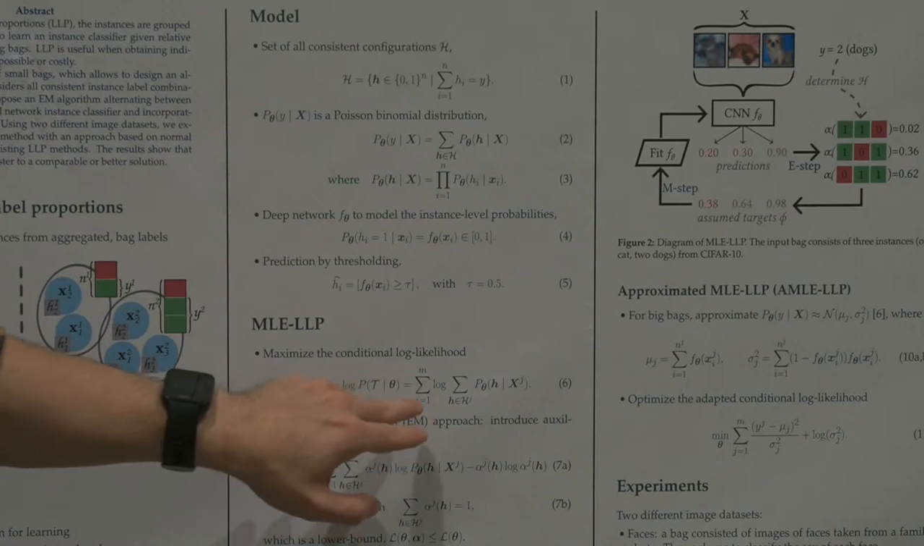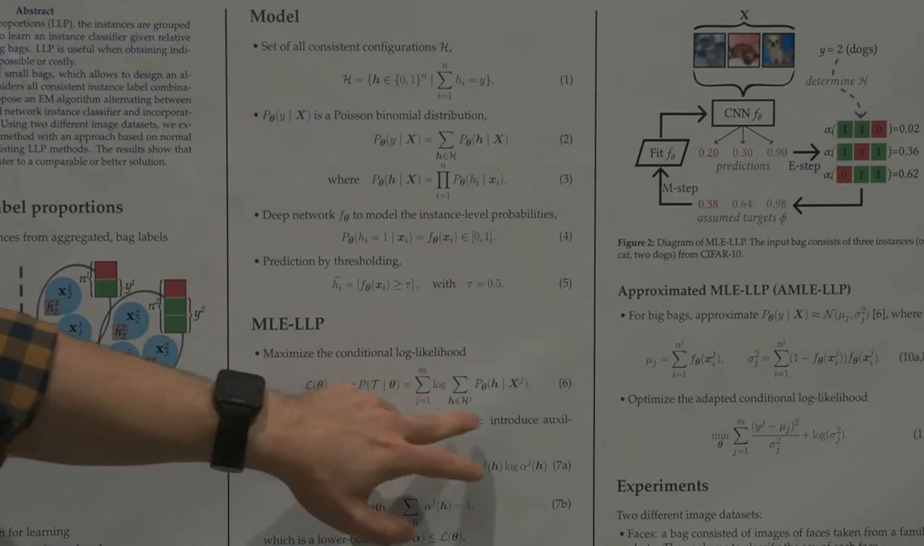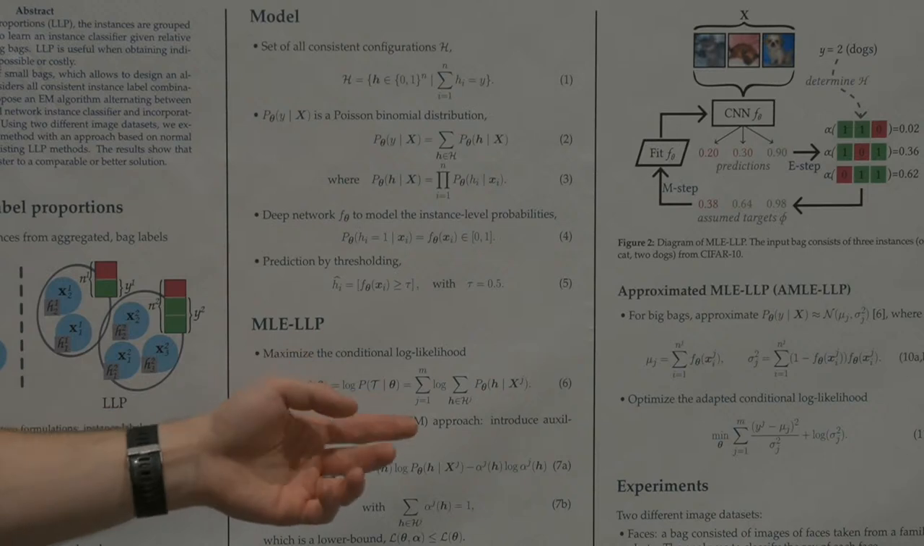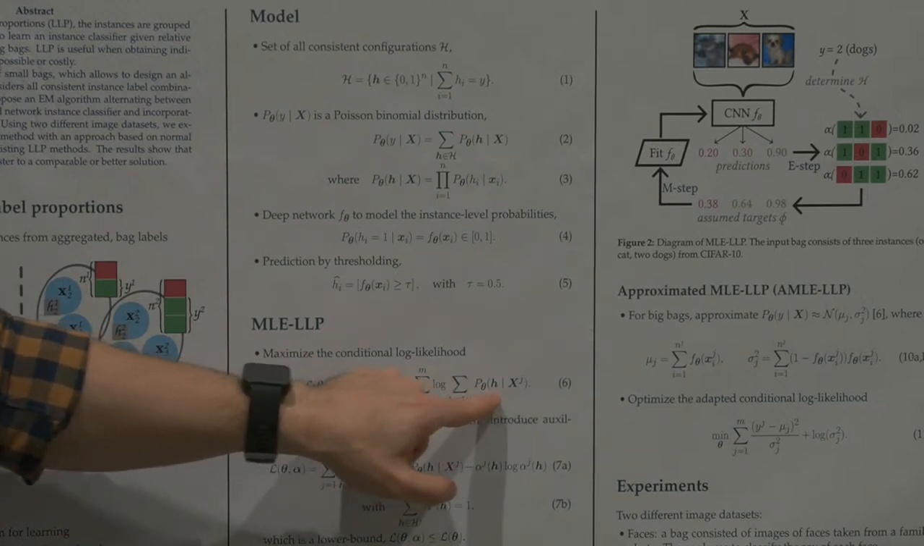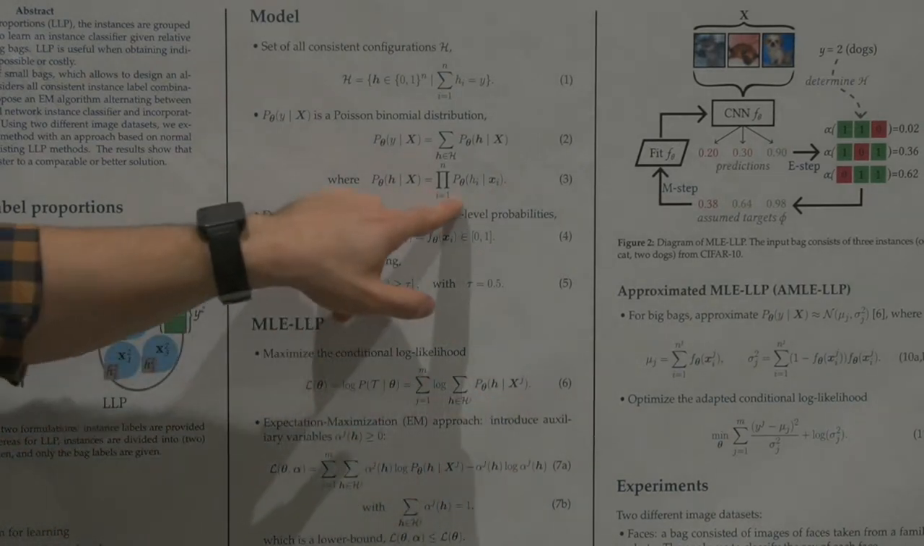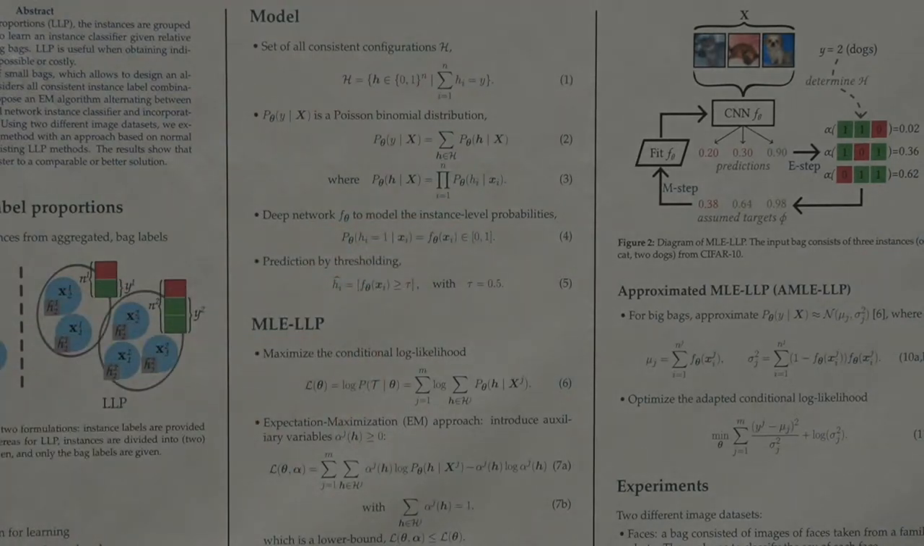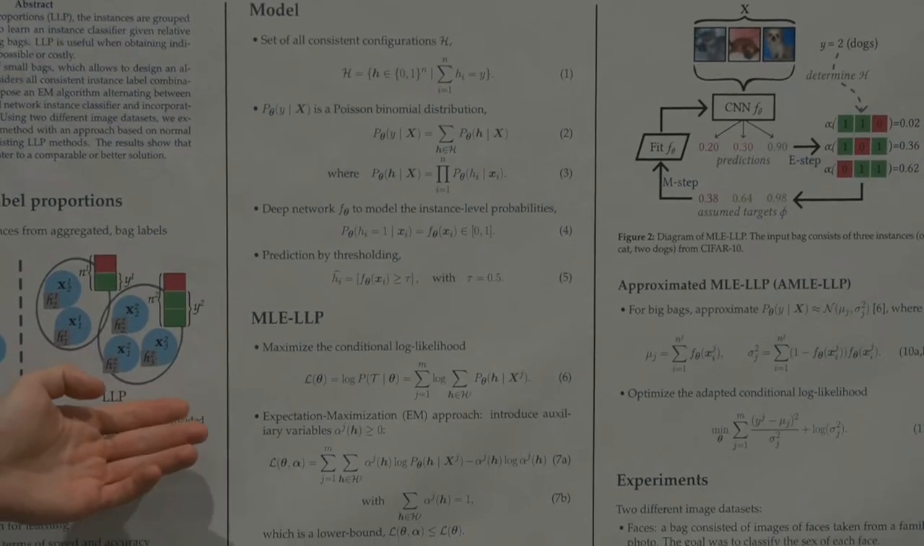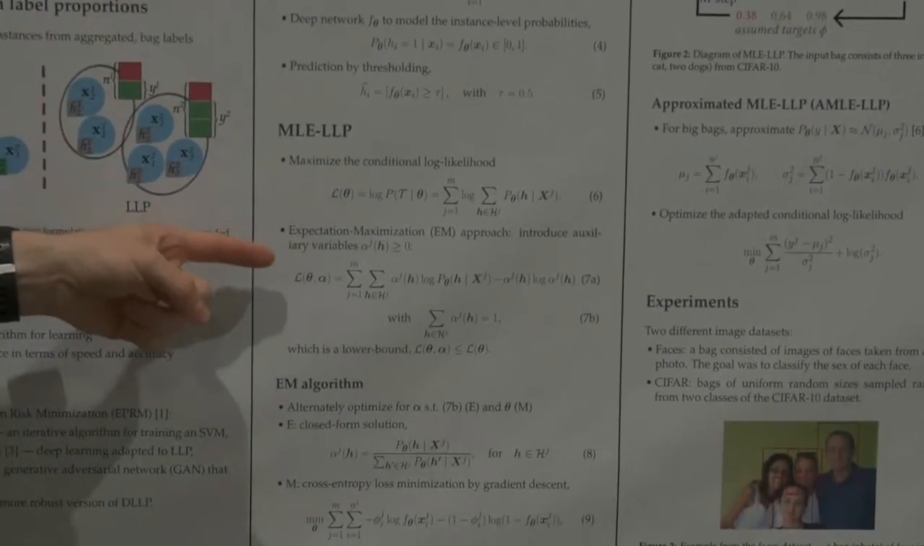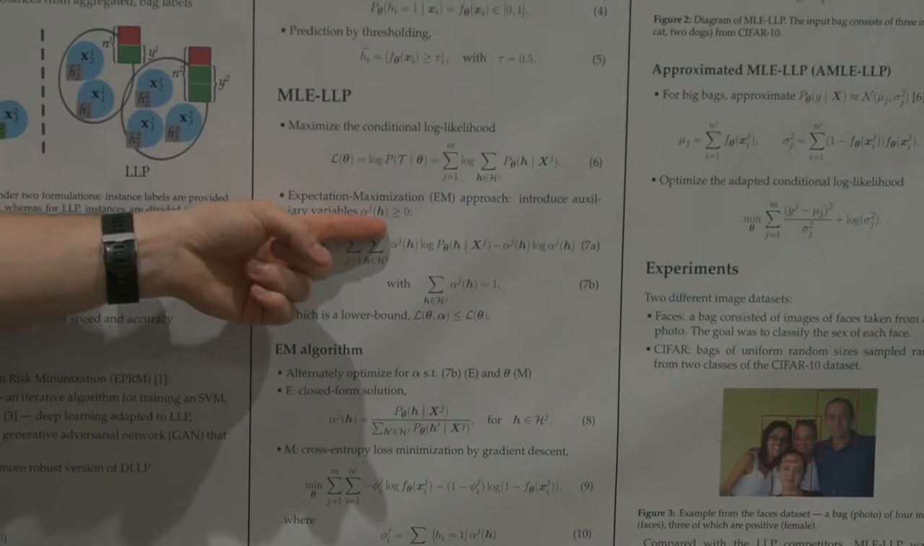So it is kind of an ugly expression. There's a logarithm of some, you can say, huge sum, and each of the summands is a product like this. So it would be difficult to optimize. So we went with the expectation maximization approach, which means to introduce these auxiliary variables.